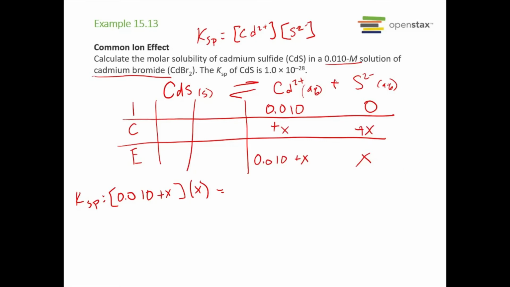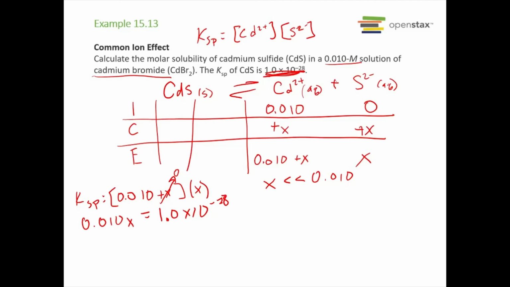Based off of the Ksp that we're given, with how small this is, the change in the amount of x is going to be super, super small. So we can go ahead and assume that x is much less than 0.010. So then we can just get rid of this plus x and assume that it's not enough to really change this concentration. So then that gives us 0.010 times x is equal to Ksp, which is 1.0 times 10 to the negative 28th. Super tiny Ksp is the only reason we're able to do that.